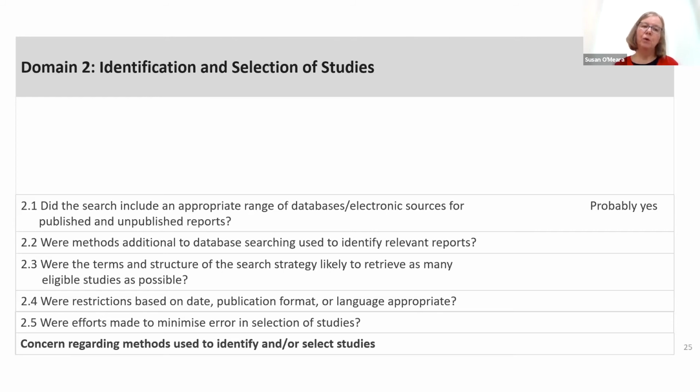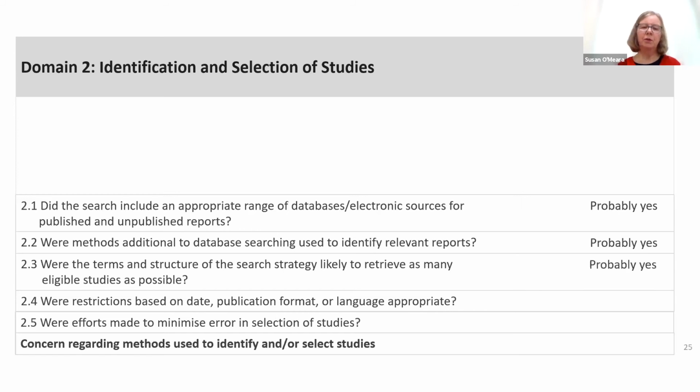So the second question is about were methods additional to database searching used to identify relevant reports? So this can be an important thing for trying to locate the grey literature or unpublished studies, for example. So what the review authors did here was that they searched Google Scholar and they reviewed the first 200 hits. So that's okay, that can come up with some grey literature, can be a useful thing to do. Just to clarify, it's not a useful thing to do by itself with a systematic review, but if it's used in combination with databases, then it can be useful. So again, we put probably yes rather than a yes, because they could have actually done other things. So they could have looked at ongoing trial registers. You know, they could have looked at certain websites, for example, but we reckon it was probably okay on the whole.